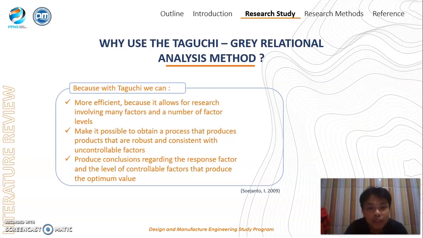Why use the Taguchi gray relational analysis method? Because with Taguchi we can be more efficient, because it allows for research involving a number of factors and levels, makes it possible to obtain a process that produces products that are robust and consistent with uncontrollable factors, and produces conclusions regarding the response factor and level of controllable factors that produce the optimum value.